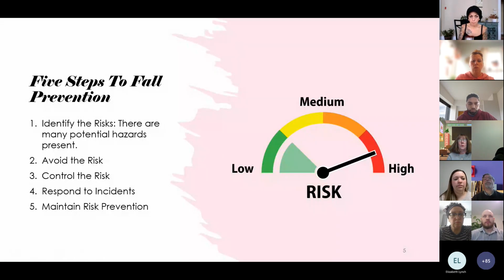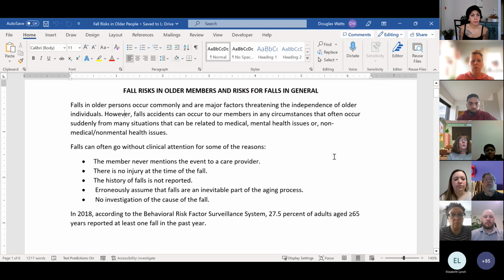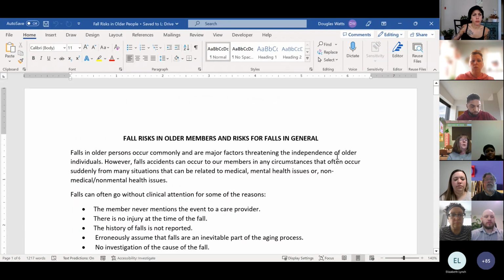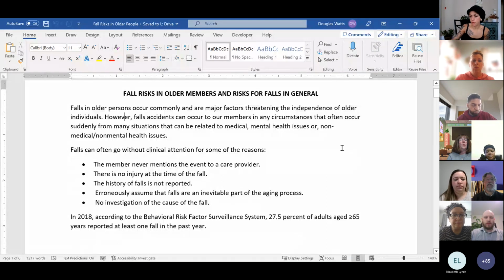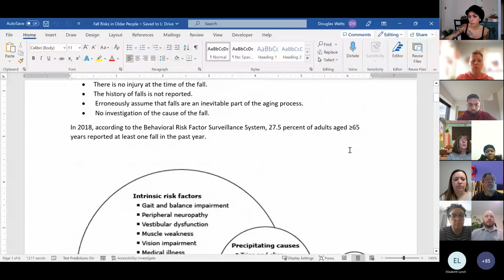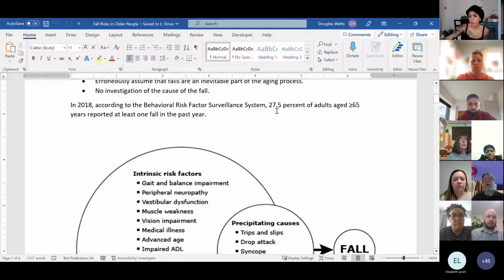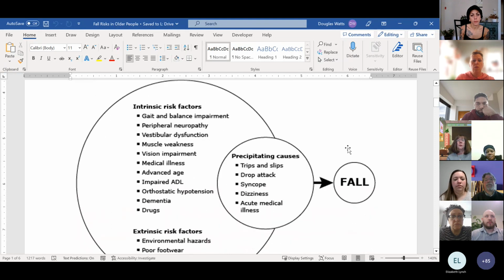And to help us with that, let me pull this in. Survey put this together for us. This is a write-up for older members and risk for falls in general. And it has some really cool things in it. One of them is just statistics: the Behavioral Risk Factor Surveillance System found that 27.5% of people over 65 years old report at least one fall in the past year. And we have lots of people over 65. And basically, you have all these risk factors.